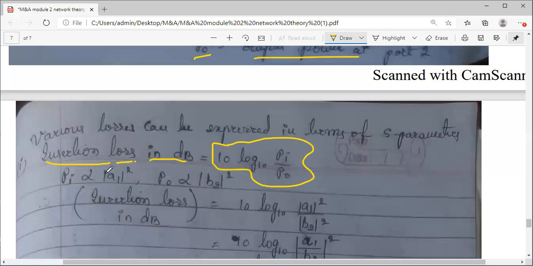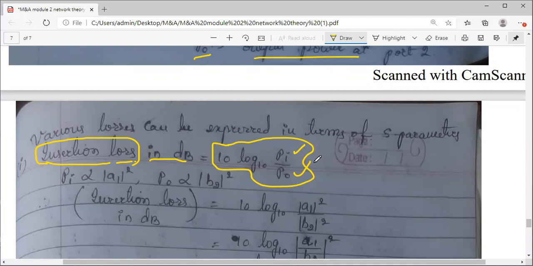Then what is the heading? I have to convert this loss, which is in terms of powers. Whatever loss I have defined here, insertion loss, which is in dB, I have to express in terms of S parameters. So these powers, PI, PO, or the difference of PI minus PR, I have to convert into S parameters.